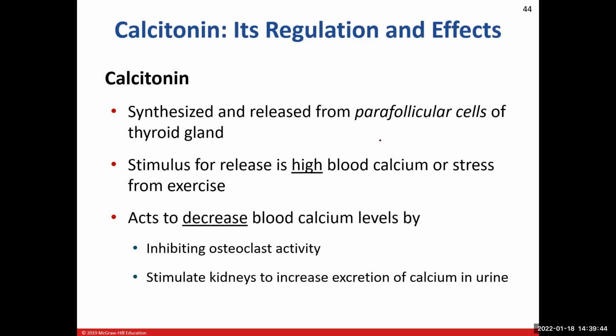Well, we're talking about calcitonin. This is what happens when calcium levels get too low, okay. So calcitonin is going to be released from parafollicular cells. Those are those cells that are just kind of scattered throughout. And did I say low? My bad. I'm just reading this and I made a mistake. Calcitonin is released when our blood calcium levels are too high.